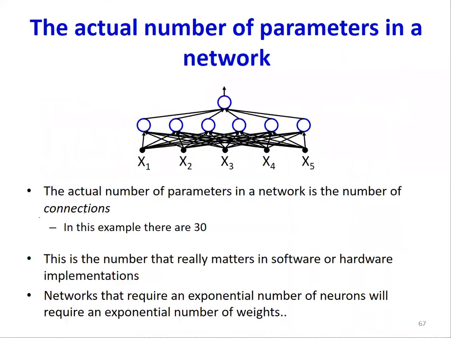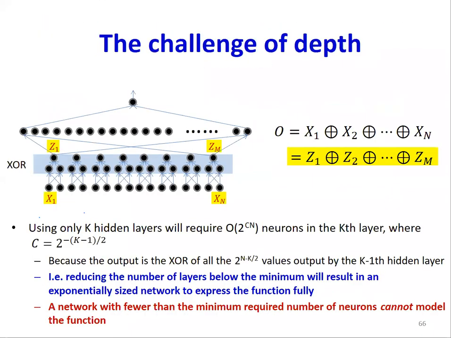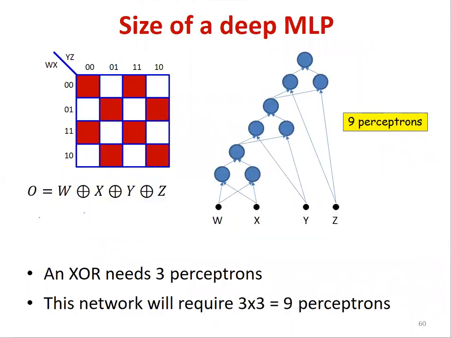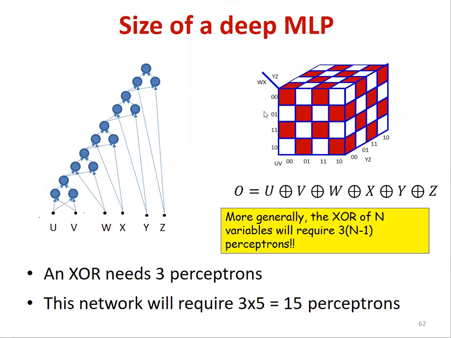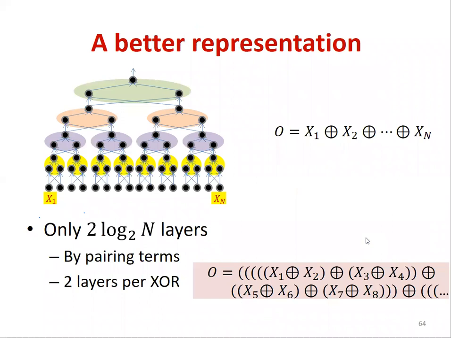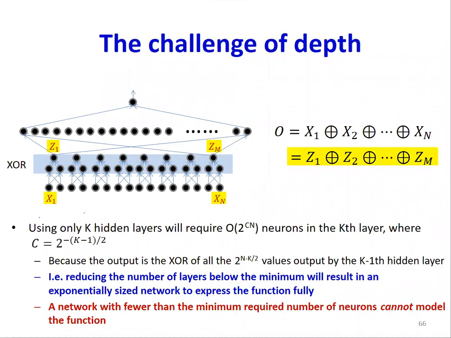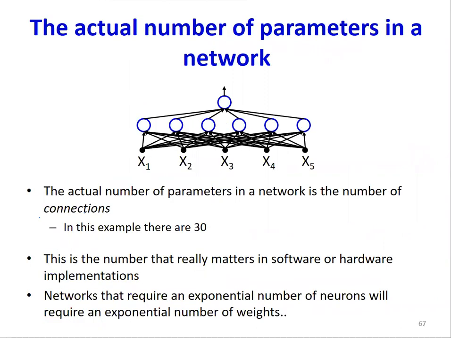So the number of layers became log n, and the number of neurons became linear in n. For each variable, as I XORed it to the previous result, I just needed 3 more neurons. So the actual number of neurons was 3 times n minus 1. And they could be arranged in as few as log 2n layers. But if you go below log 2n layers, the size of the circuit immediately becomes exponential, right?